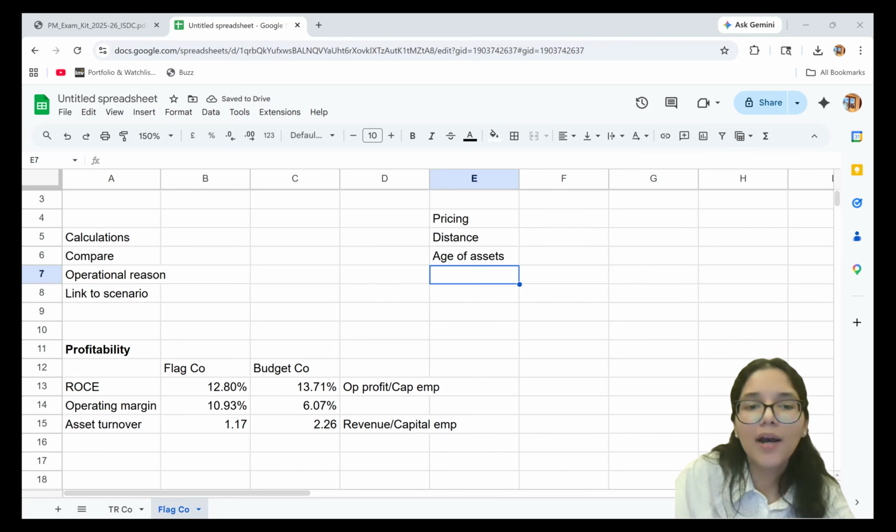Also, guys, can we talk about the operating margin? For operating margin, who is doing it better? Who is doing it better at operating margins? Flag company is doing better. What could be the reason? What could be the possible reason for the same? Because revenue is increasing, sales are increasing. But here we are talking about the operating margins. So how is that correlated?